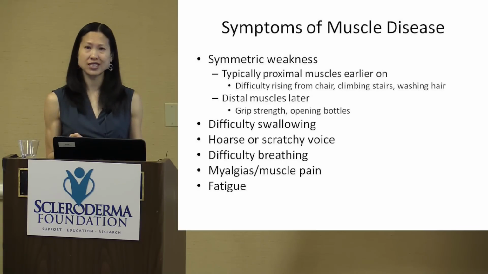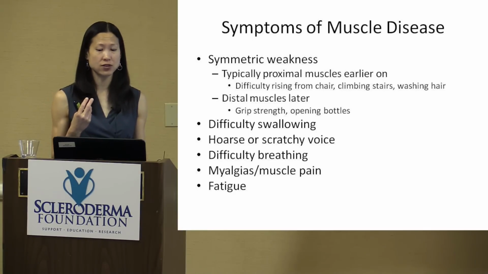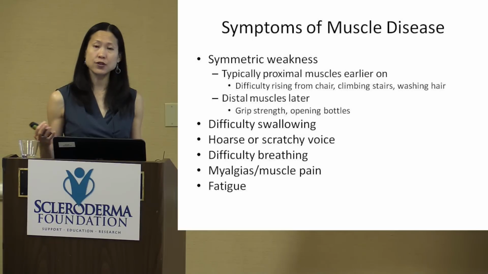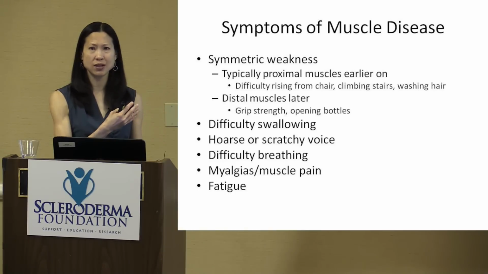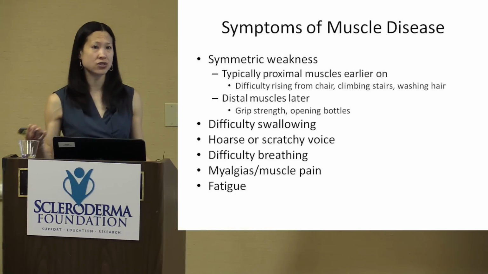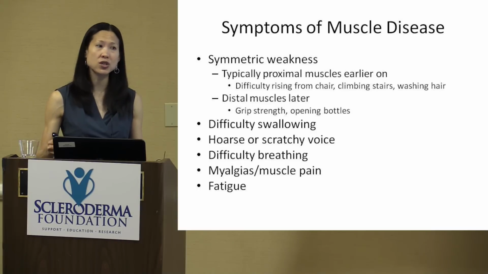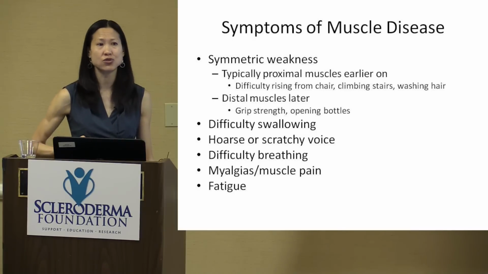Having a hoarse or scratchy voice, so you can get laryngeal muscle involvement from inflammation, and that can be a sign of muscle inflammation. Difficulty breathing. I mentioned that a lot of these antibodies are associated with interstitial lung disease as well as muscle inflammation. So you may have difficulty breathing related to interstitial lung disease and muscle inflammation, or if you have really severe muscle inflammation, it can actually affect the muscles of your diaphragm and lead to weakness there and difficulty breathing for that reason.